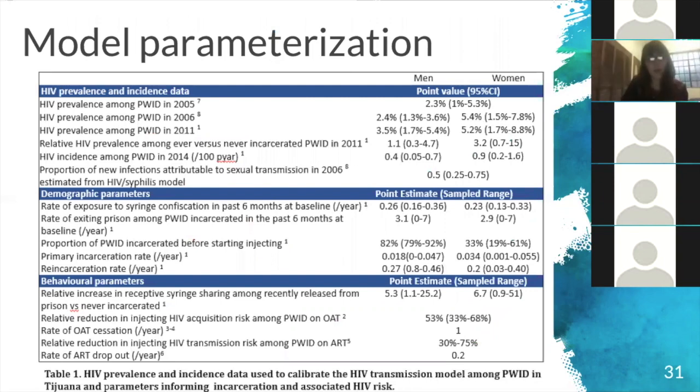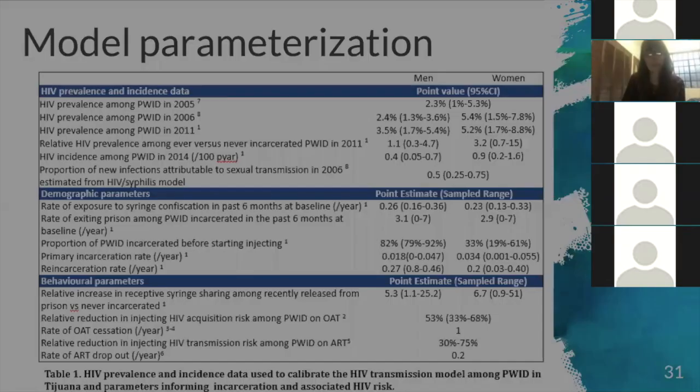I'm not going to go through the model parameters, but just to show you that we modeled the increase in syringe sharing in recent incarceration. We incorporated the reduced risk of HIV acquisition among those on OAT and the reduced risk of HIV transmission among those on ART. This is quite a broad range for injecting drug use because it hasn't been well characterized, but it's believed to be much lower than for heterosexual sex.